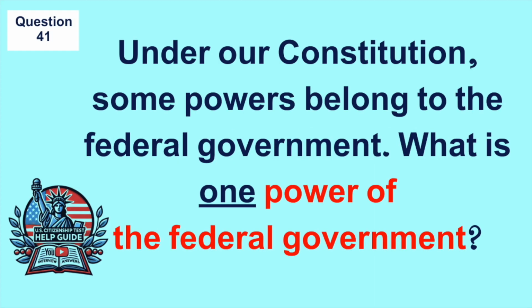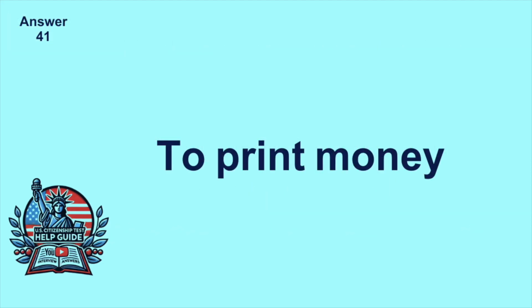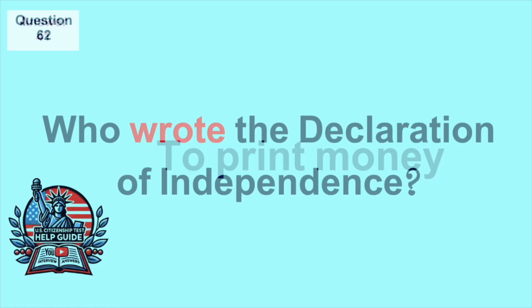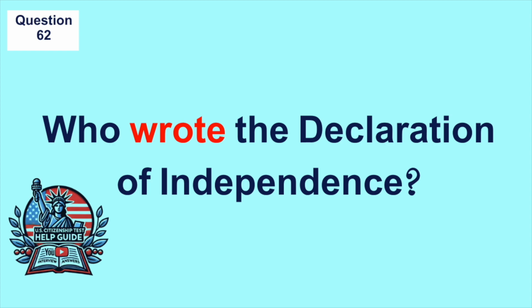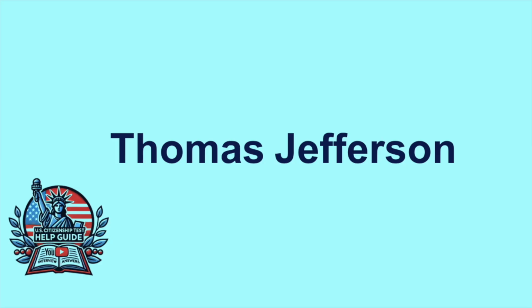Under our Constitution, some powers belong to the federal government. What is one power of the federal government? To print money. Who wrote the Declaration of Independence? Thomas Jefferson.